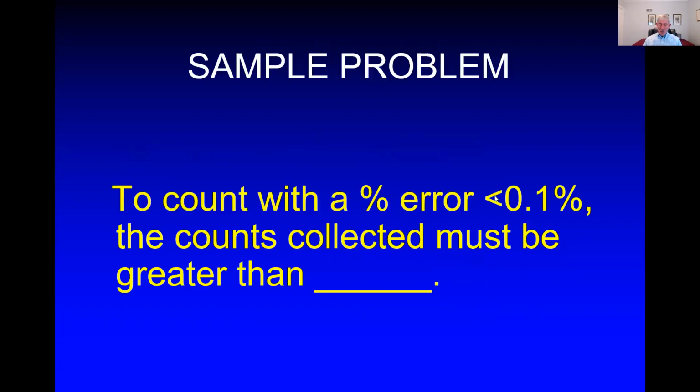Now, let's take a look at a much harder problem, for setup at least. The math is easy, but setting up might not be. Let's say you want to count with a percent error of less than 0.1%. The count rates therefore have to be greater than some number. We're still going to use exactly the same equation. We're going to say that this percent error equals square root of counts over counts times 100%.